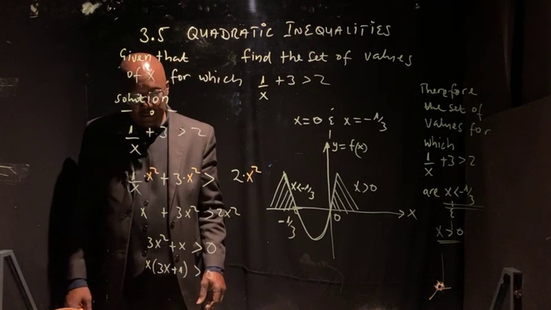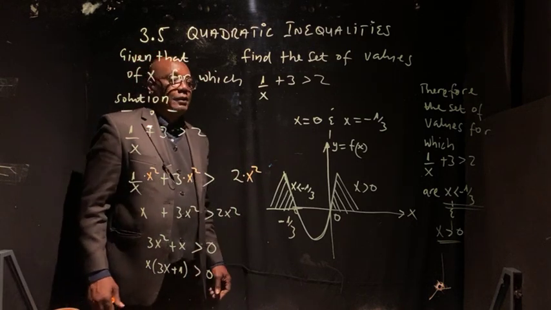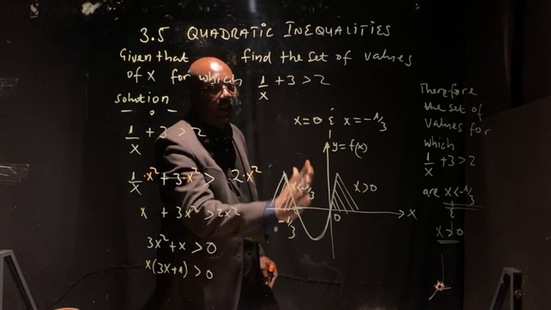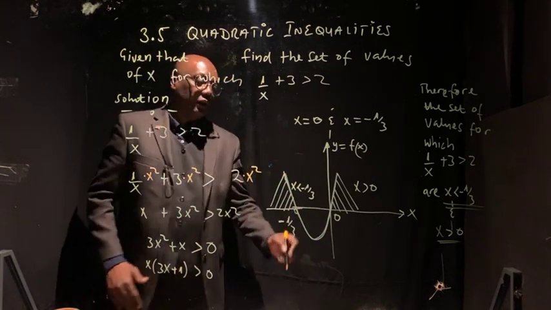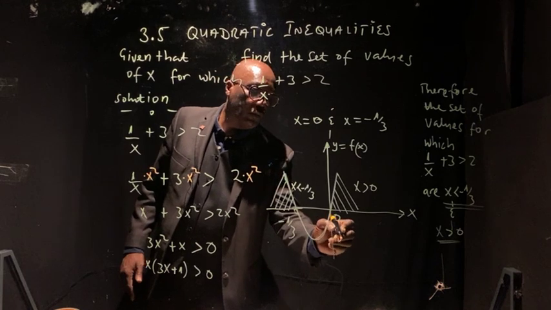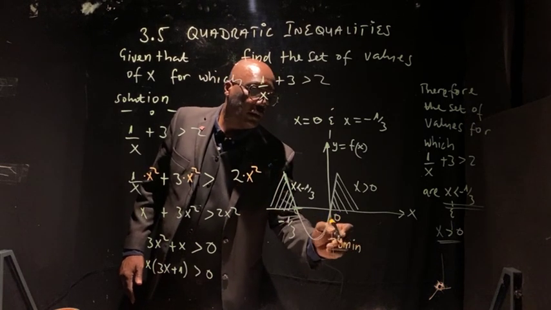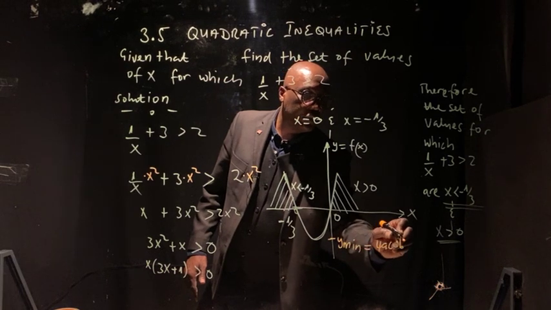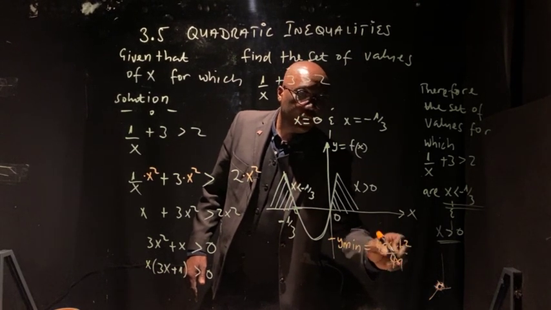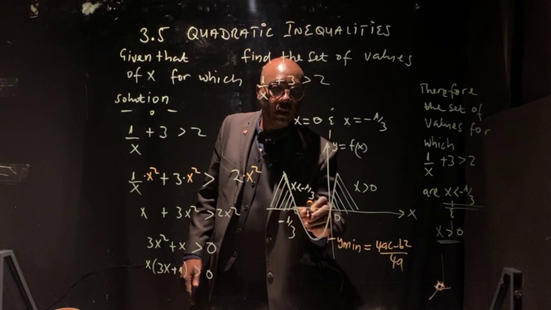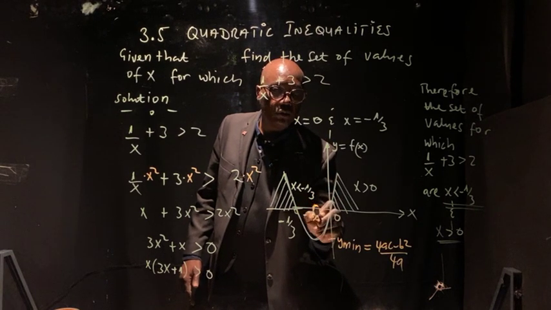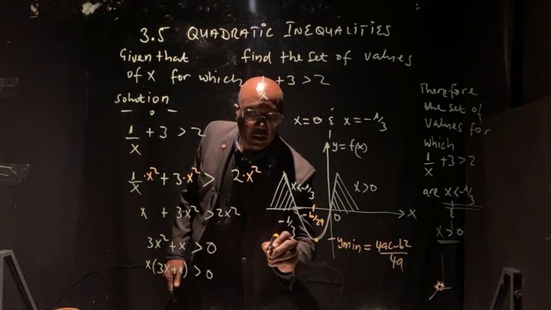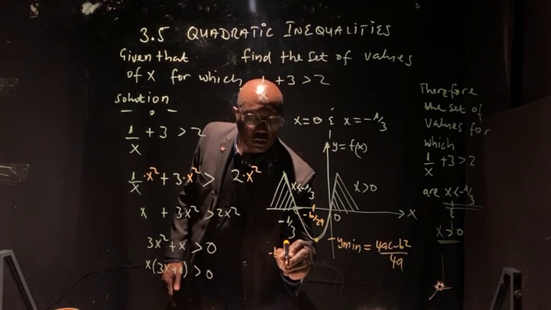Very good. Very good. Take your time. The same way, you can find the symmetry, which is negative b over 2a. And you can also find the y minimum, which is 4ac minus b squared over 4a. And the symmetry is negative b over 2a. And the turning point coordinate is negative b over 2a.